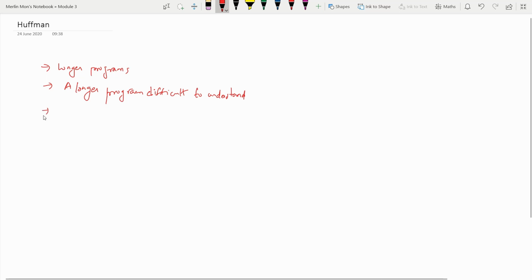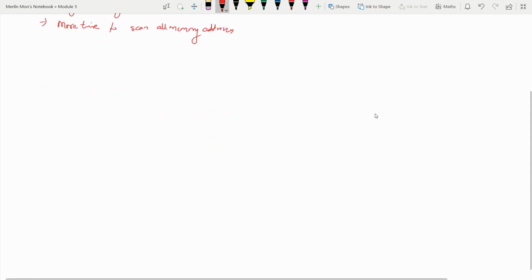And another motivation was that a larger program will take a larger memory, and since the program takes a larger memory, it takes more time to scan all the memory addresses. So to reduce all these things, a method was suggested by Pesson called the Huffman method, and we will discuss that method with the help of an example.